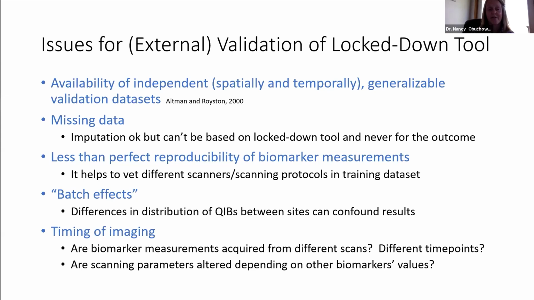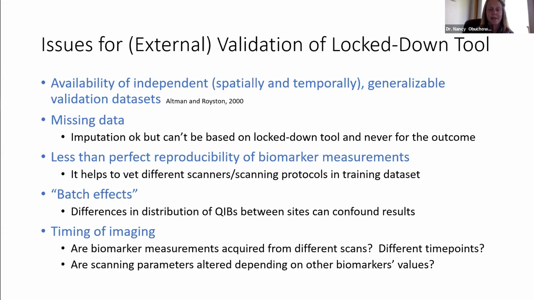The fourth issue is one that Dr. Geiger just mentioned, and that is batch effects. And she did a great job describing what that means. It's when in the training set, you have differences in the distribution of the QIBs. And if the outcomes in the different sites are different, then you can have associations between the input and the output of the model which aren't real. And of course, when you take that to the validation data set, you don't get anything. There's no association there. And she described really nicely how to correct for that with this pre-processing of the data.